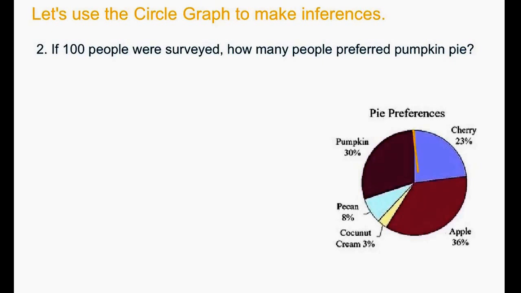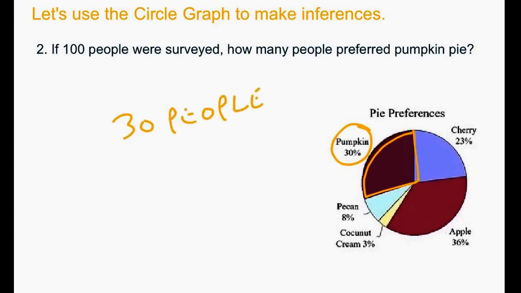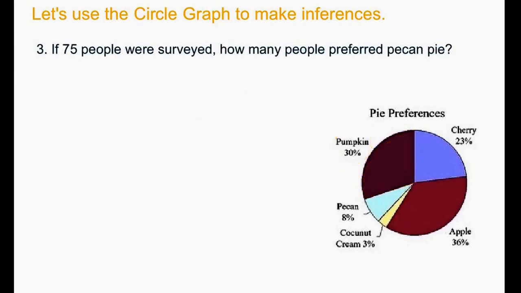So here's the pumpkin pie sector. There's the 30%. Well, we know that percent means out of 100, so if 30% preferred pumpkin pie and it's out of 100 people surveyed, then we know that 30 people preferred pumpkin pie. That one's easy because it was out of 100. Let's take another one where maybe the numbers aren't as easy.